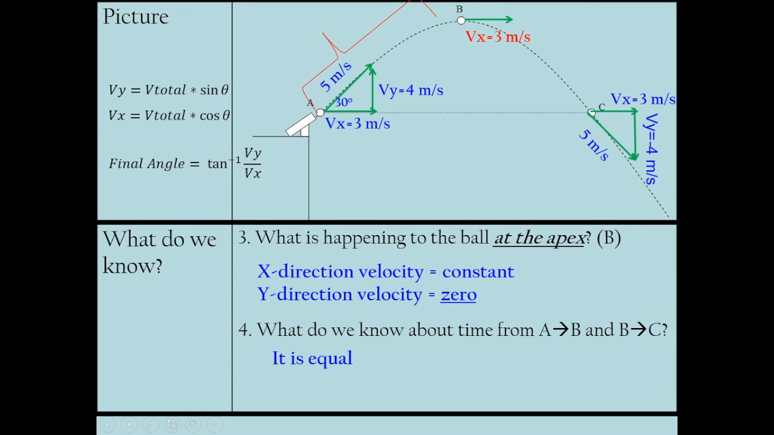So let's say that the time it takes from A to B is 2 seconds. Therefore, the time it would take that cannonball to fall from B to C would also be 2 seconds because of the symmetry in this problem.